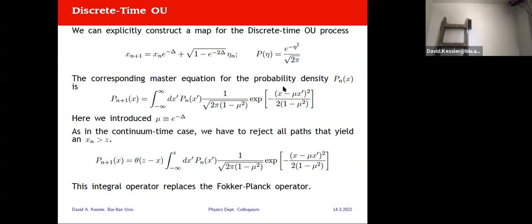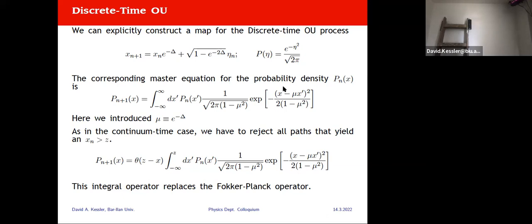First of all, we can construct the map that corresponds to periodically sampling the Ornstein-Uhlenbeck process, because there's an exact solution to the Ornstein-Uhlenbeck process for finite times. It's the following map: x_{n+1} is x_n e^{-delta}. That's the forgetting, right? Plus the noise, and the distribution of the noise is Gaussian, as it should be.